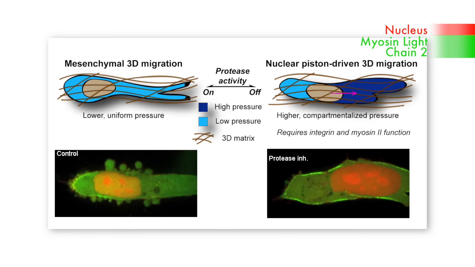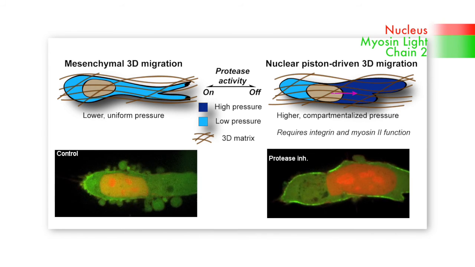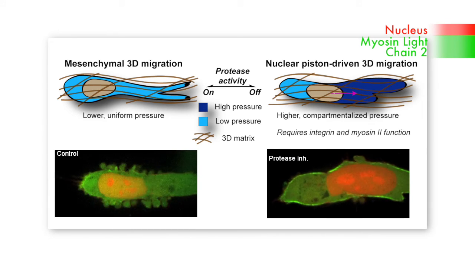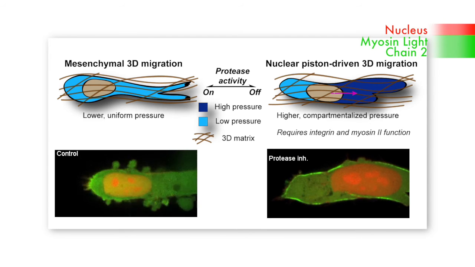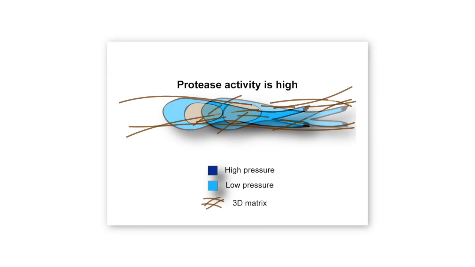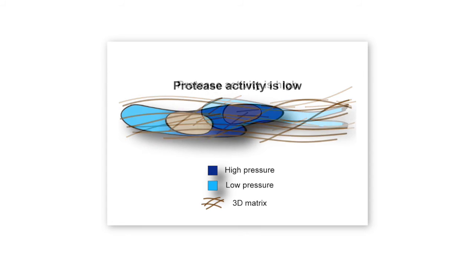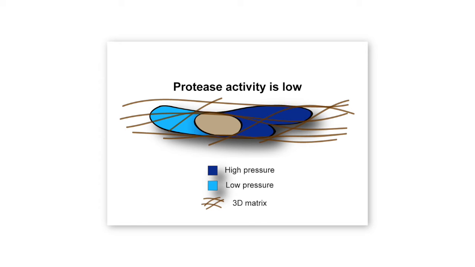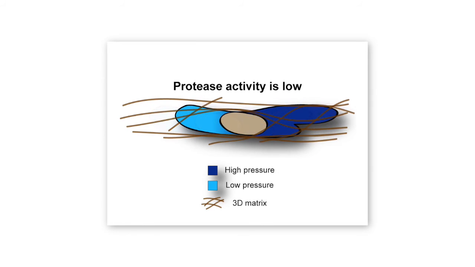and giving us good evidence, we think, that, in fact, protease-dependent mesenchymal migration and nuclear piston-driven 3D migration represent two distinct mechanisms to solve the same problem, and that is how to get the bulky nucleus through the confining 3D matrix. When protease activity is high, the cells are able to essentially chew their way through the material and enlarge the pores to make it easier for the nucleus to pass through. But when protease activity is reduced, the cells then rely on the power of myosin II to pull the nucleus through the unmodified 3D matrix, thereby generating the compartmentalized pressure that we now know as a characteristic of lobopodia-based motility.